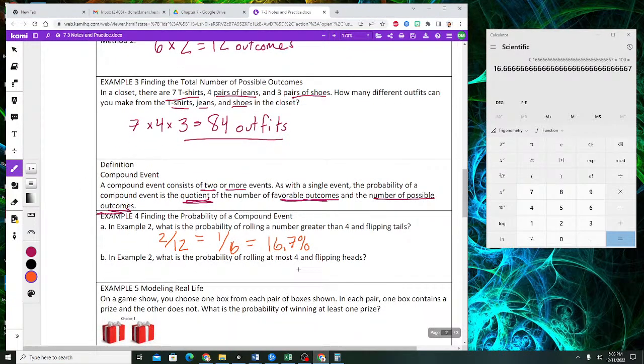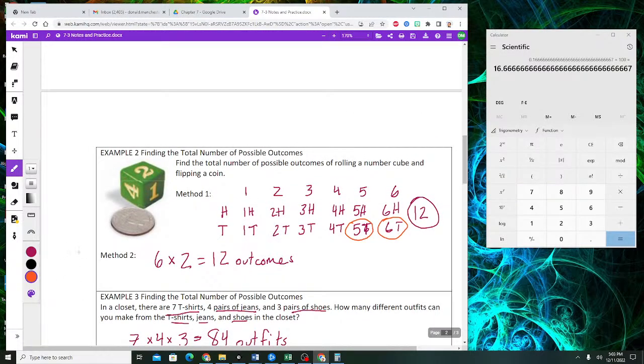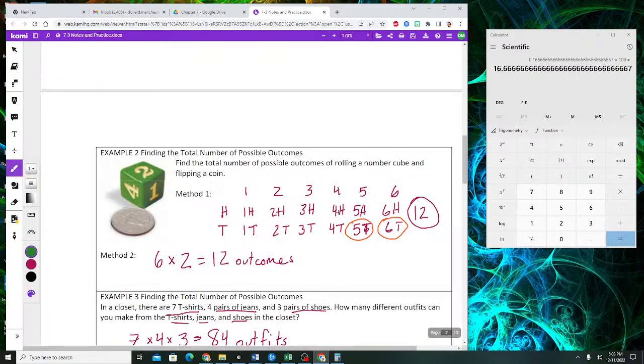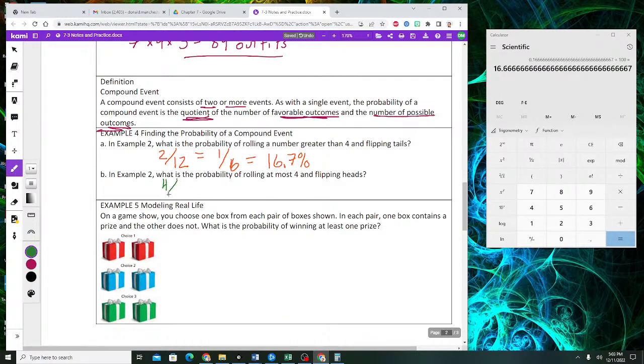In example 2, what's the probability of rolling at most 4 and flipping heads? Now, at most 4 and flipping heads, going to change color here because we need to see this in a different color. At most 4 is here and heads is here. So we're looking at these. So there's 4 possibilities. So there's 4 out of 12. And 4 out of 12 is 1/3, which you hopefully have memorized by now is 33.3%.